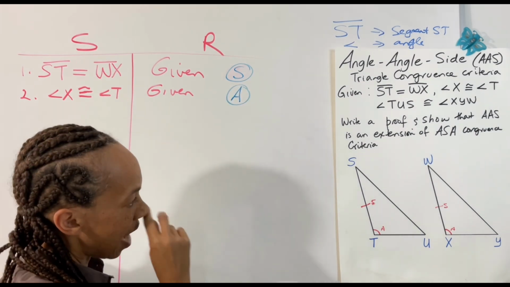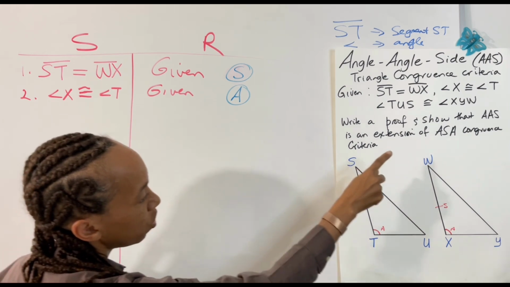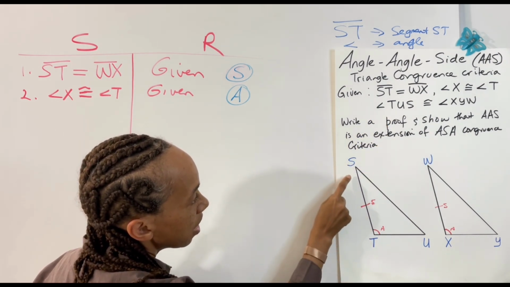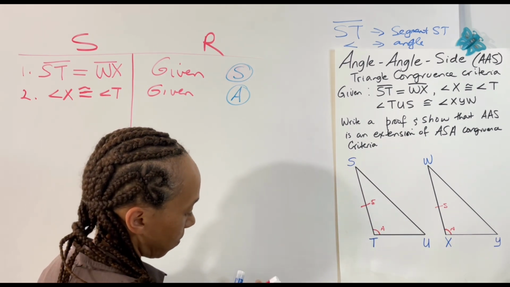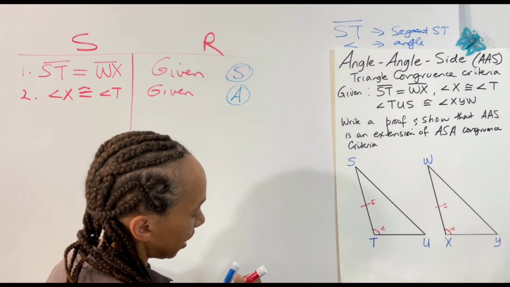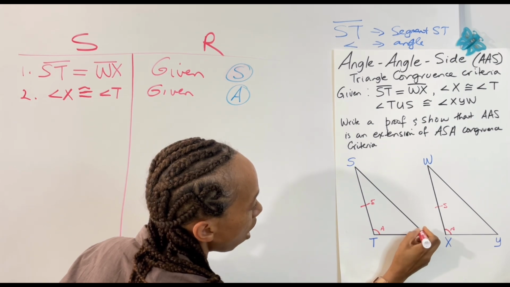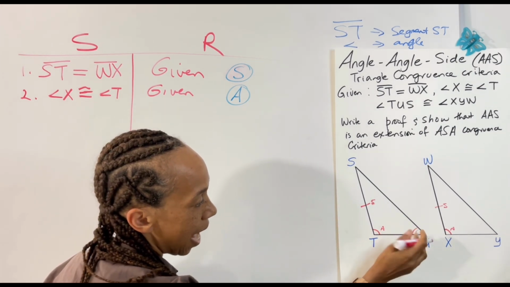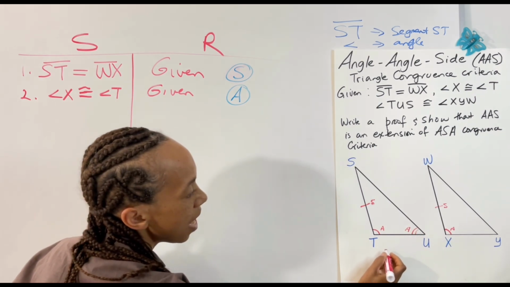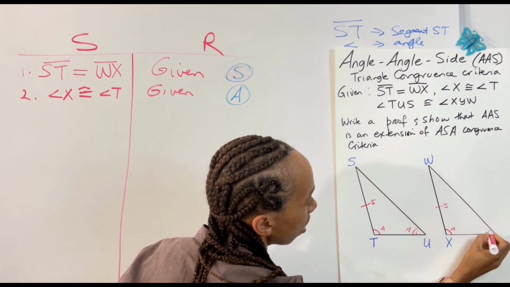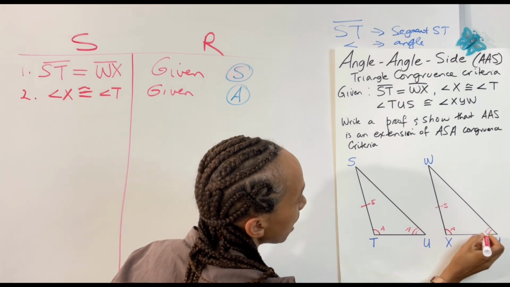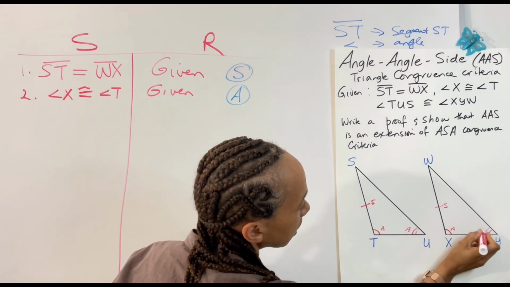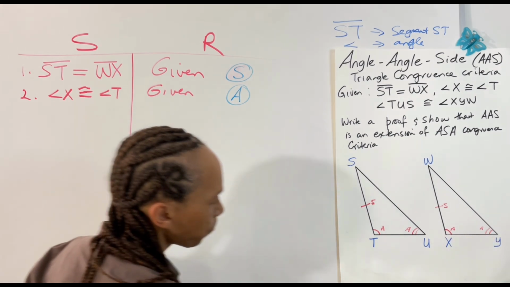The next thing that you'll notice here is that it tells you that angle TUS, and I'm going to put 2 arcs here because I want to differentiate this first angle from the second angle, and I'm going to put an A here, and the other one, which is angle XYW, 2 arcs again, and you put your A there.